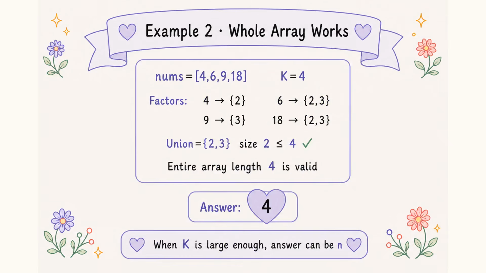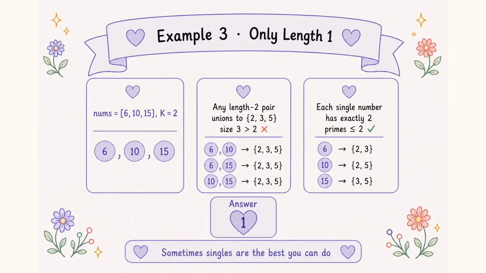Example 2. Nums equals 4, 6, 9, 18, and k equals 4. 4 gives 2. 6 gives 2 and 3. 9 gives 3. 18 gives 2 and 3. The whole array union is just 2 and 3. Size 2 is less than or equal to 4, so the entire array is valid. Answer is 4.